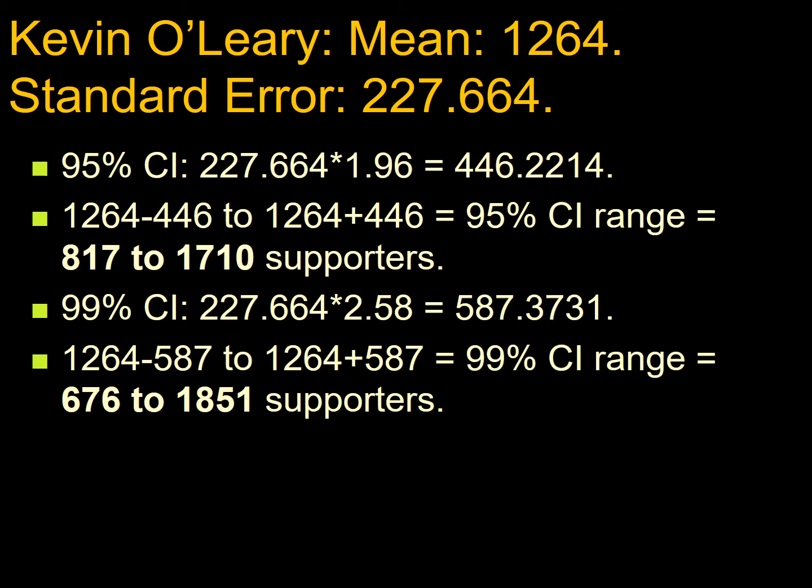For the 99% confidence interval, it's 227 times 2.58, which is the z-score that we got from the table, and that gives us 587. And so we have 1,264 supporters minus 587 to 1,264 plus 587. And that gives us, in the 99% confidence interval range, 676 to 1,851 supporters. Now notice we are more certain of outcomes as we broaden the confidence intervals, even though it becomes seemingly less accurate because it covers a greater range.